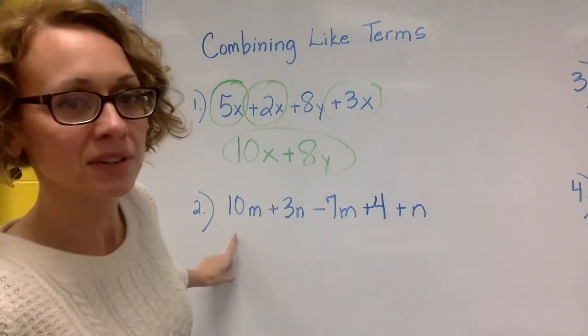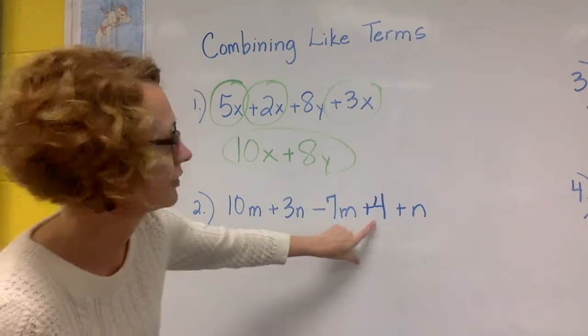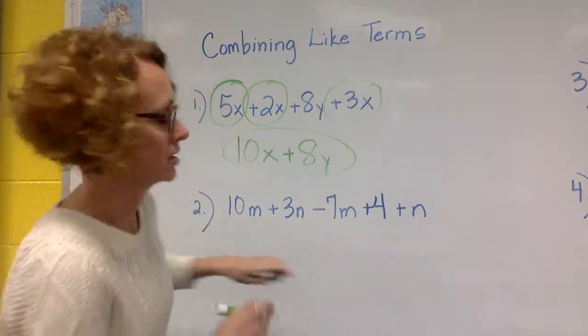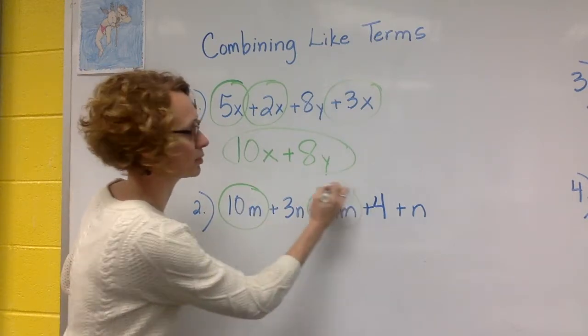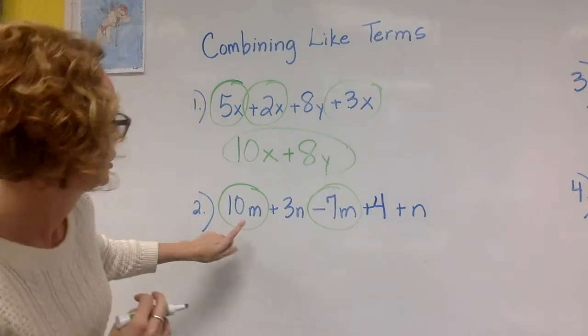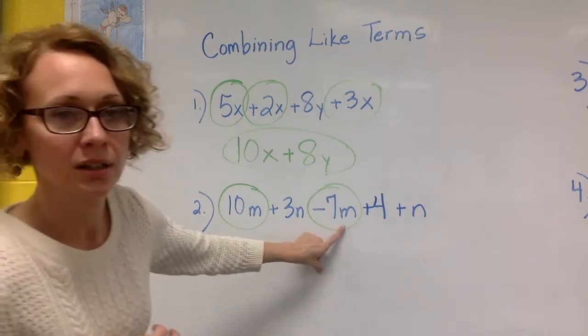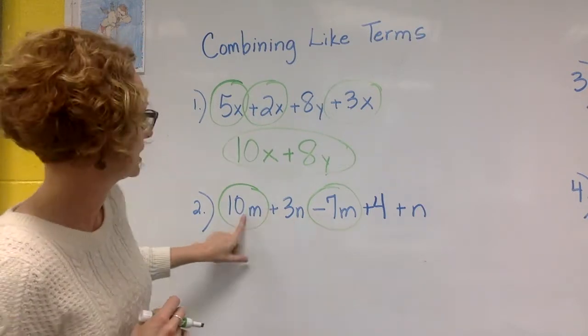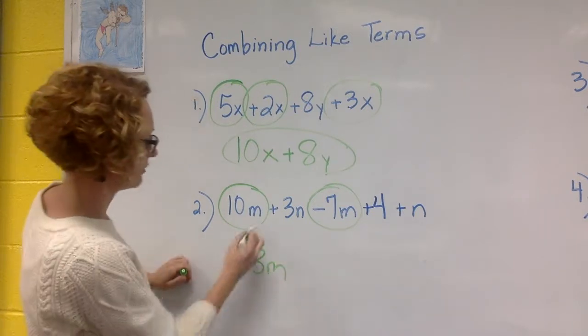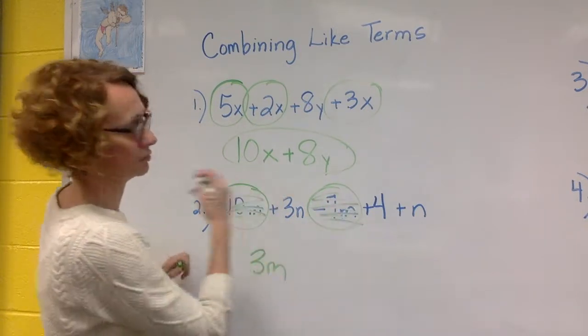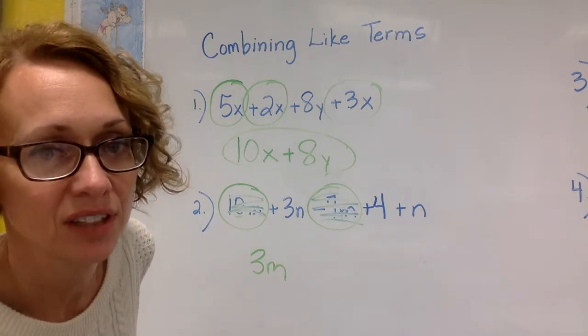I have some m's and n's in there. I also have a numerical value called a constant in there. So I'm going to go through and circle my like terms, and I'm going to include the operation signs on those. So I see that I've got 10m minus 7m. So 10 minus 7 gives me a total of 3m. I may even want to mark those off to show that I'm finished with them.